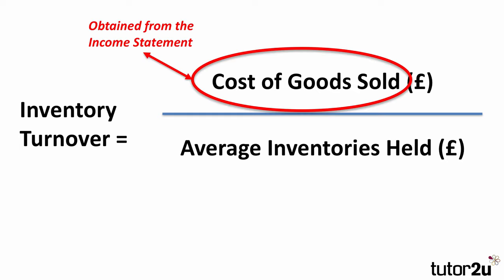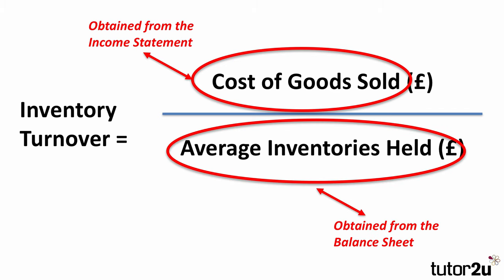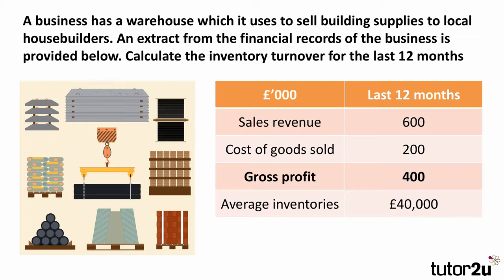Okay, let's firstly just remind ourselves where we may get this information if we're not given the information directly. Cost of goods sold comes from the income statement, otherwise known as the profit and loss account. And average inventories, you'll get that from the statement of financial position, more popularly known as the balance sheet. But in most cases, you'll be given the data, maybe as an extract from the financial accounts, rather than being given a full income statement or balance sheet.